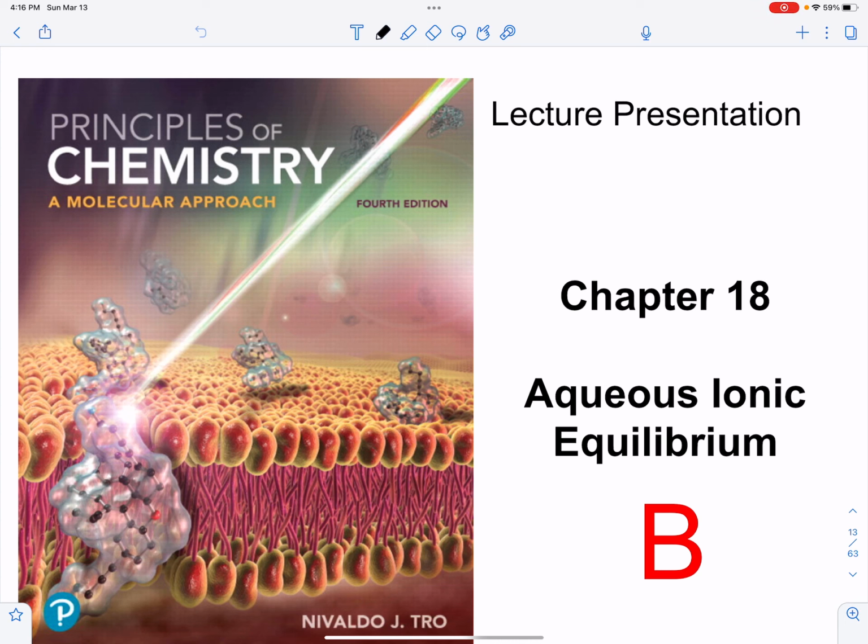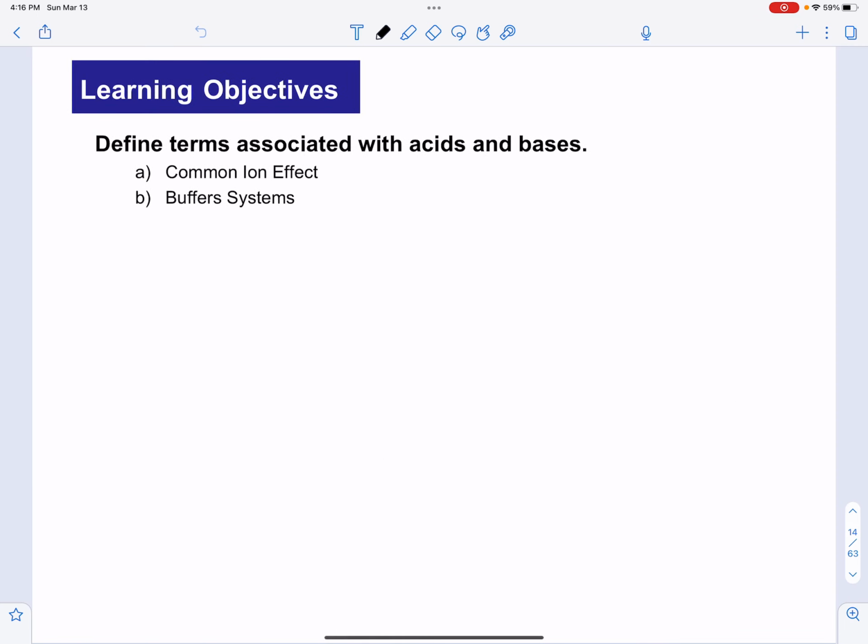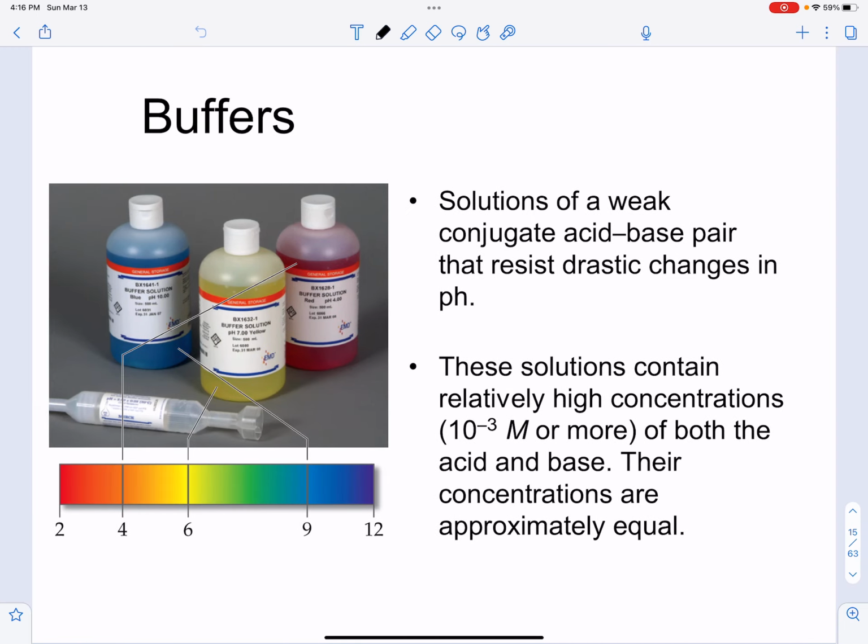So here we are, part B of chapter 18, and we will continue. We're not done yet with the common ion effect and the buffers, so let's continue with those two concepts. So what are we doing now? Well, let's talk about buffers.